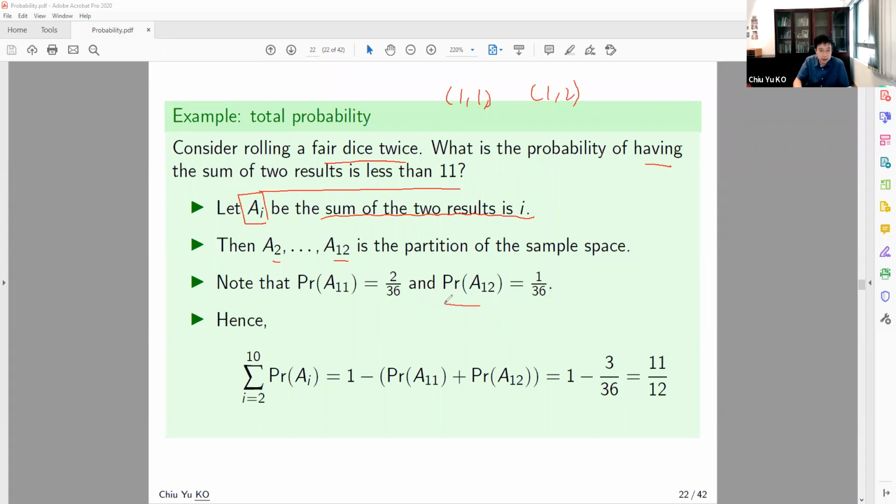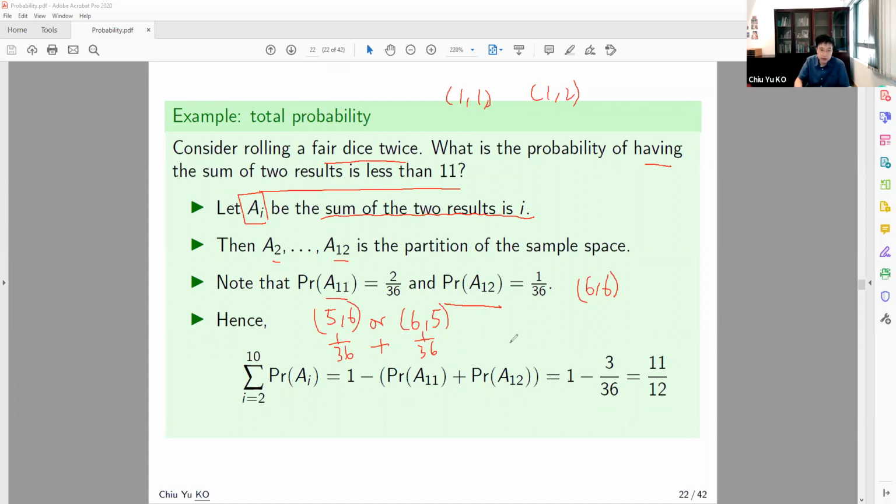We know 12 is going to be 1 over 36, right? Because 12 only comes from 6 and 6, okay? And 11 only comes from 5 and 6, or 6 and 5, right? And these two are mutually exclusive, right? So each one is 1 over 36, okay? So you can just add them up. We don't need to subtract, right? Because they're mutually exclusive, right? So just add up each side.